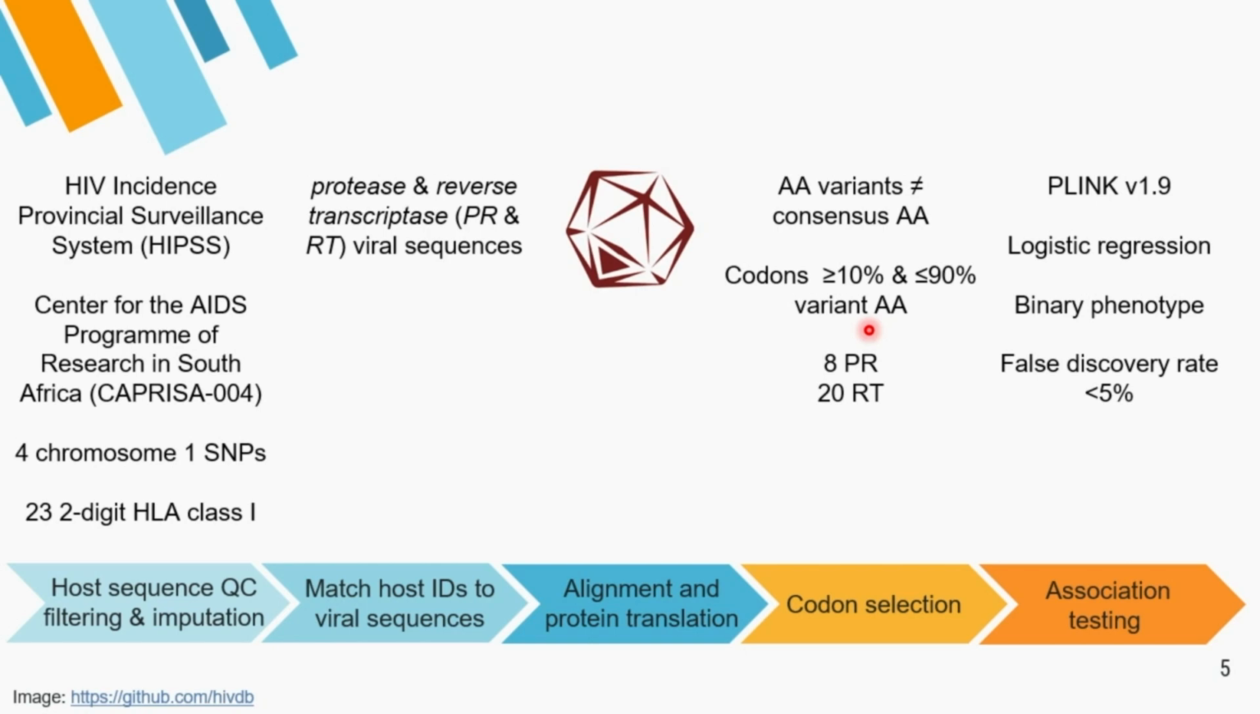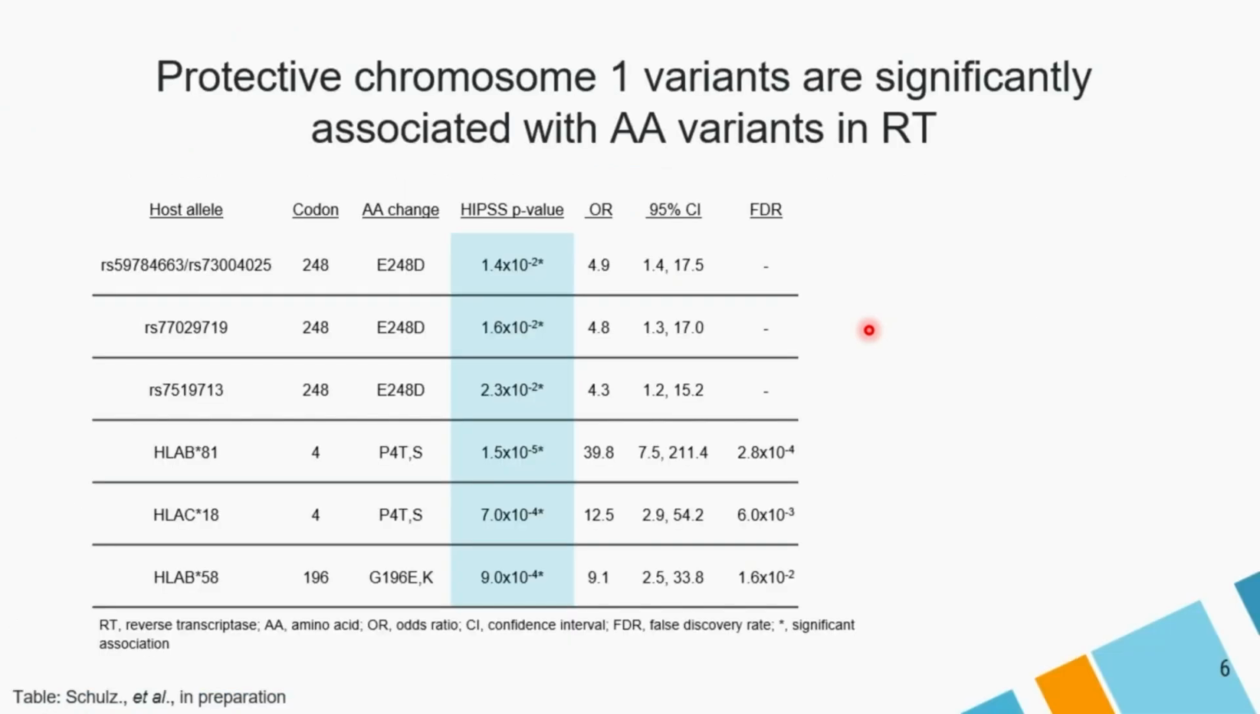And for every codon, the amino acid calls were assigned a binary value. So consensus amino acids were assigned a 0, variant amino acids assigned a 1. And then associations were considered significant with a false discovery rate of less than 5%.